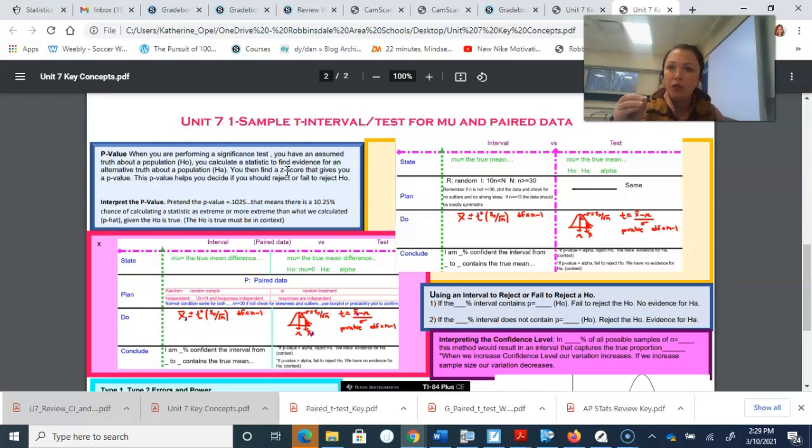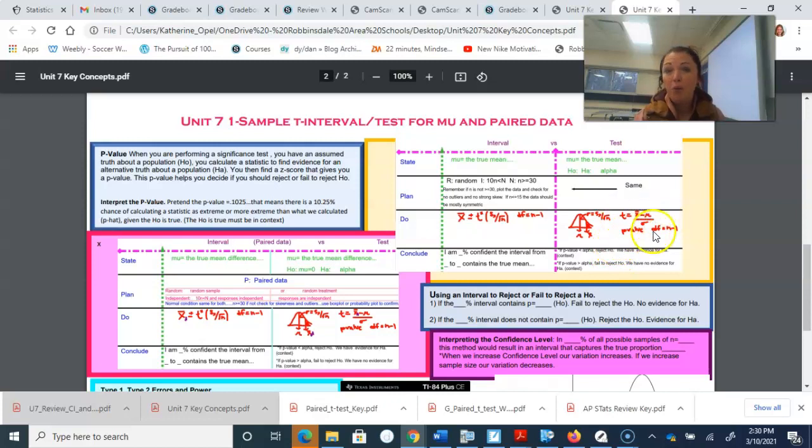Why is it a t-score and not a z-score? It's a t-score because we don't know the population standard deviation. We only know Sx, the sample standard deviation. That's what's describing the sample. When we take Sx over the square root of n, we call that the standard error, the standard error of that sampling distribution.